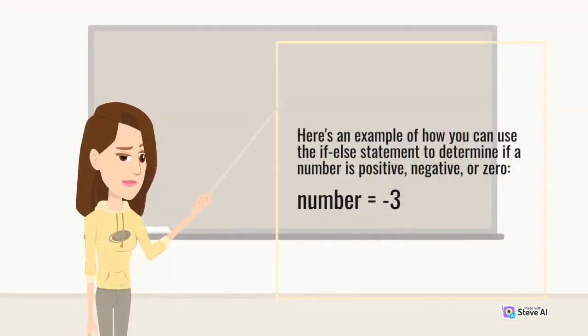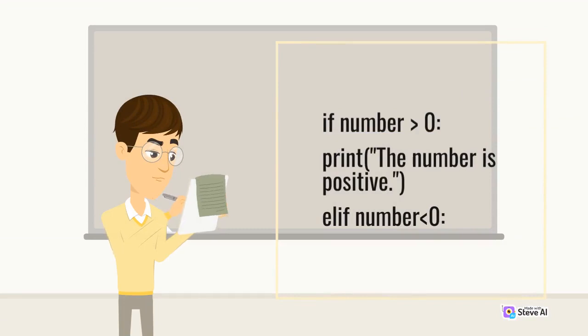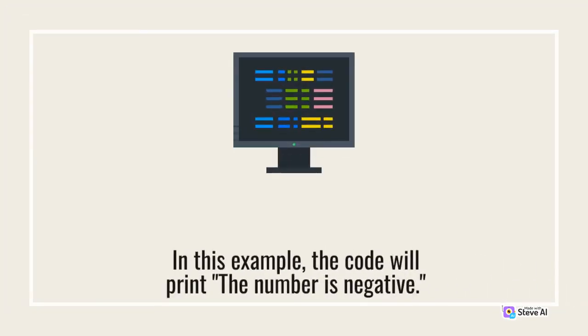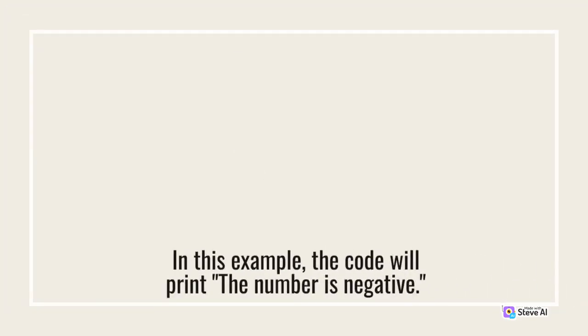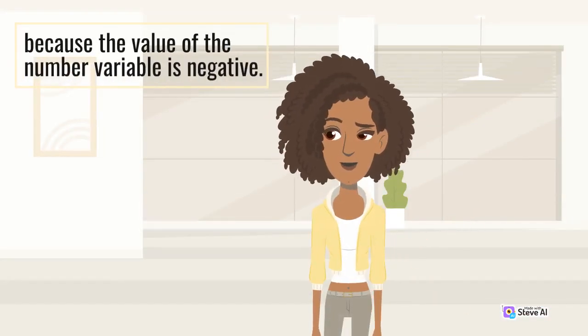Here's an example of how you can use the if-else statement to determine if a number is positive, negative, or 0. number = -3. If number > 0, print "the number is positive". elif number < 0, print "the number is negative", else print "the number is 0". In this example, the code will print "the number is negative" because the value of the number variable is negative.